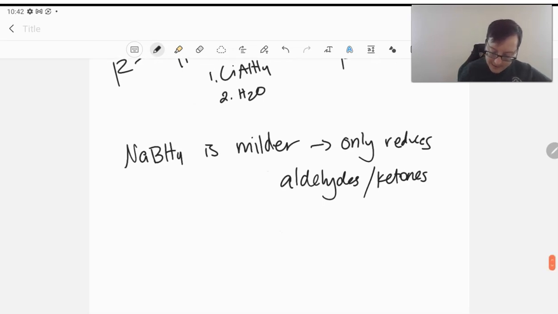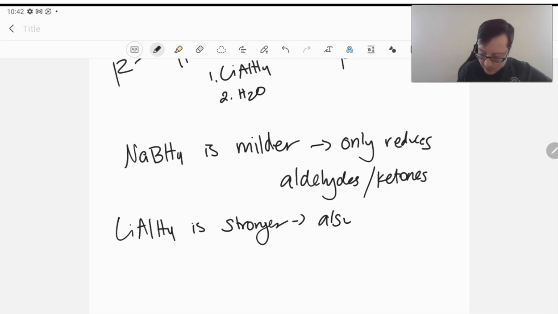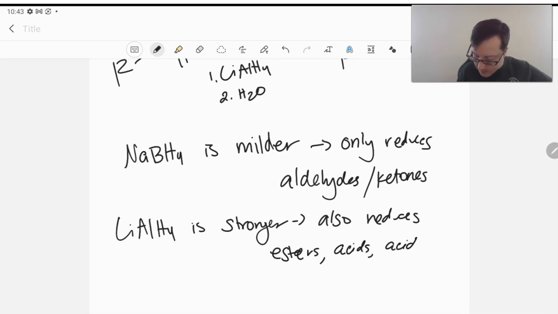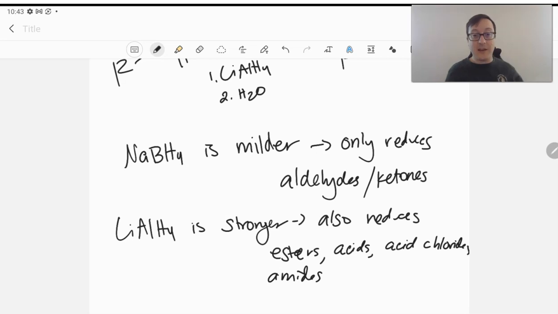We're going to see that the lithium aluminum hydride, which is stronger, will also reduce esters, acids, acid halides, and amides. So we have to be very careful of other things present in our molecule.